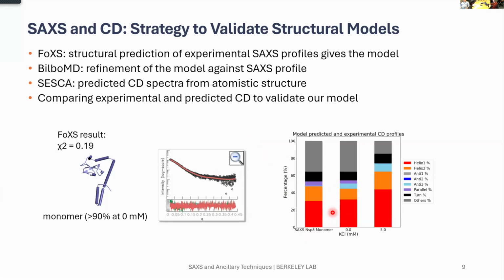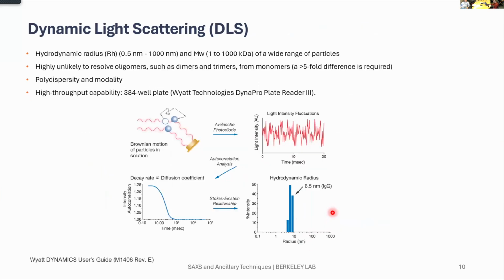Now I'll talk about dynamic light scattering. Maybe a bit of a drastic transition, but this is another tool we can use for investigating, in my case, what type of oligomerization we can see, and whether there are any multi-state structures present.